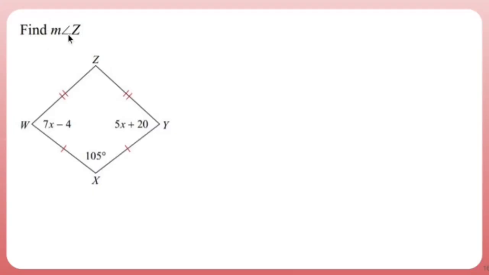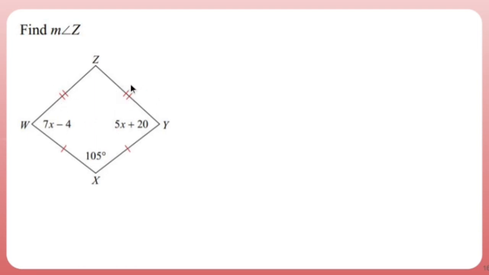Find the measure of angle Z. All right, there's Z. So what I have is the fact that 7x minus 4 and 5x plus 20 oppose each other, and I have 105. So this problem is not near as simple as I wish it was. This is what I know.